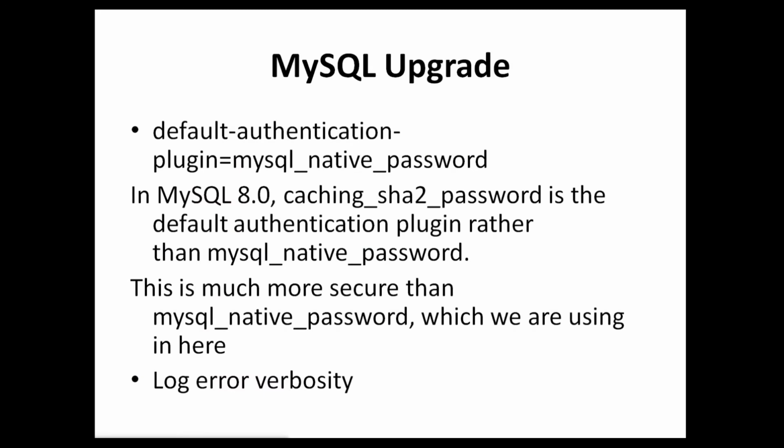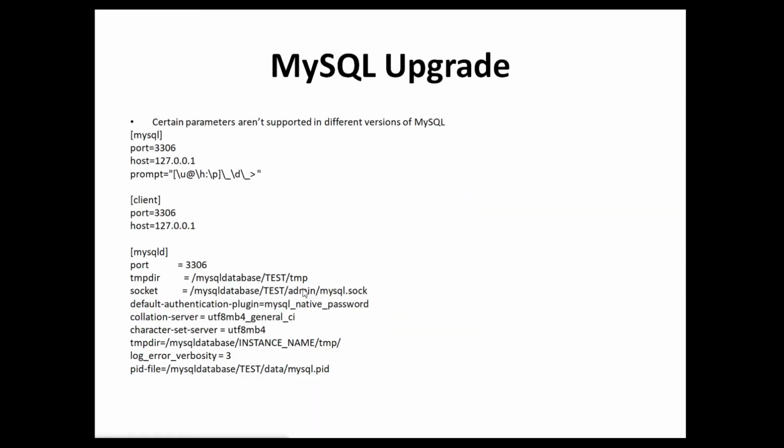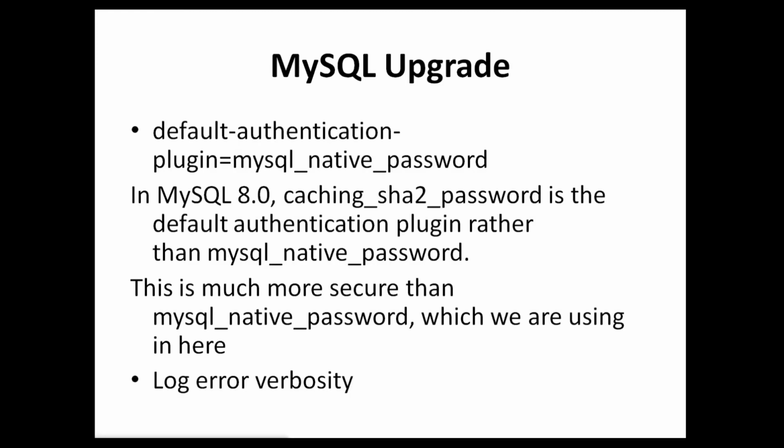Next comes the default authentication plugin. Till MySQL 5.7, mysql_native_password was the default one. But from MySQL 8, caching_sha2_password is the default authentication plugin rather than mysql_native_password. And this caching_sha2_password is much more secure than what we were getting in mysql_native_password. But in here, we'll be using mysql_native_password and proceed with our upgradation.